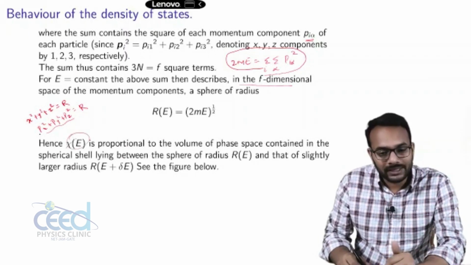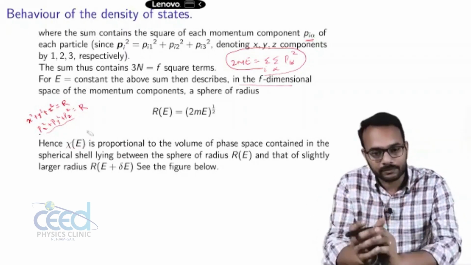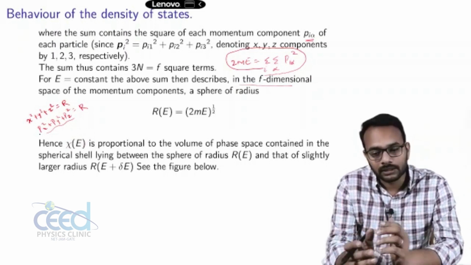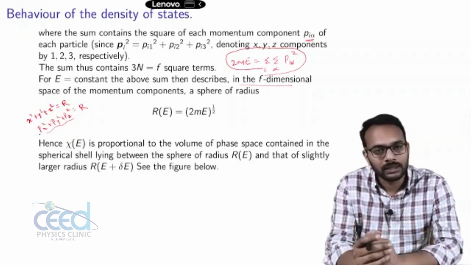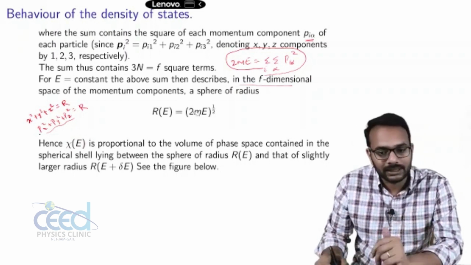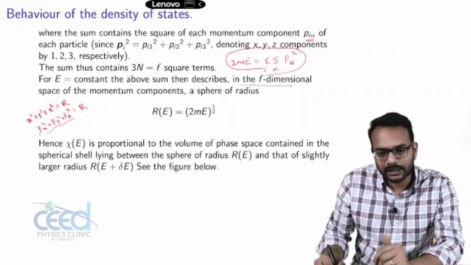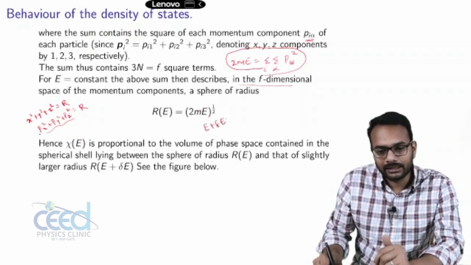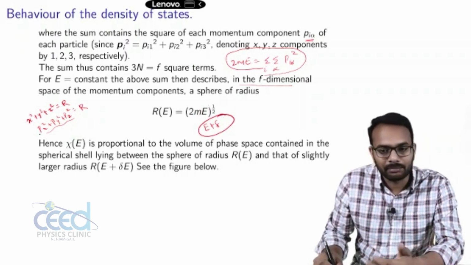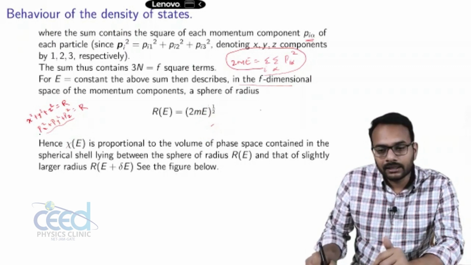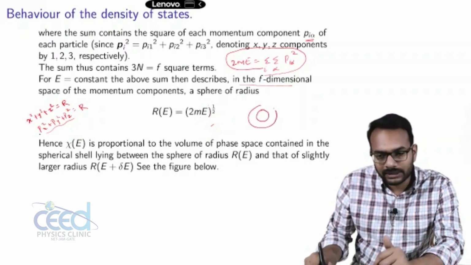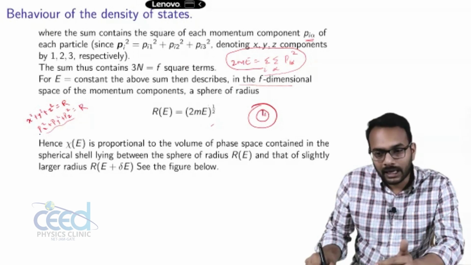So chi of E is then proportional to the volume of some sphere in the momentum space. E plus delta E says that it's some slightly larger radius. All right, so what we need is that we'll have two spheres in the momentum space. One of them will have a radius corresponding to E. The other one will have a radius corresponding to E plus delta E.